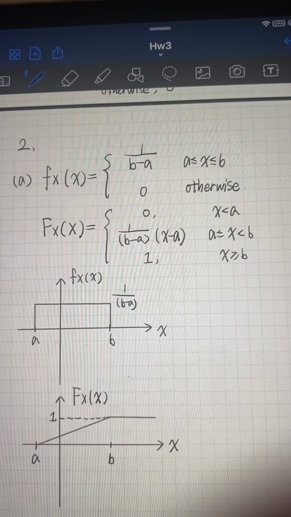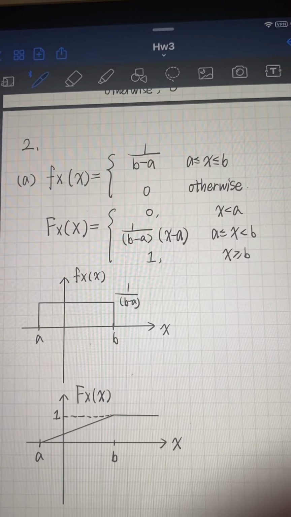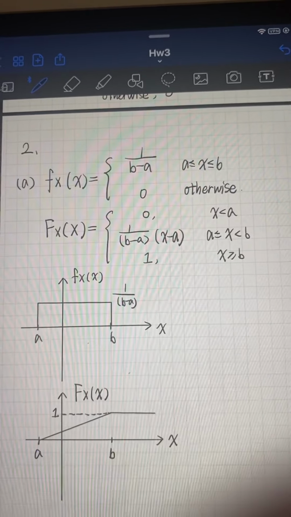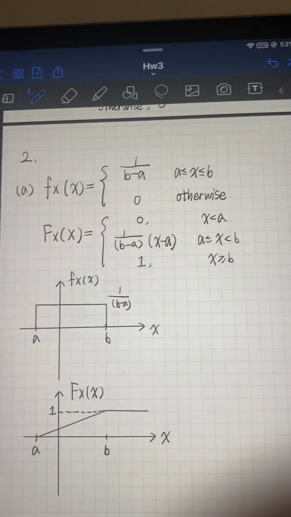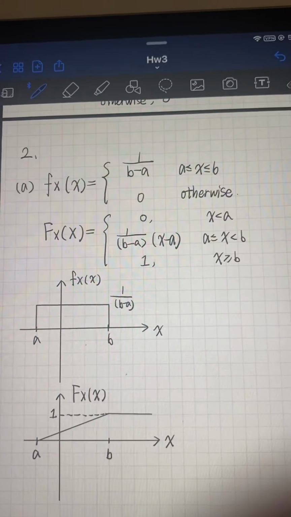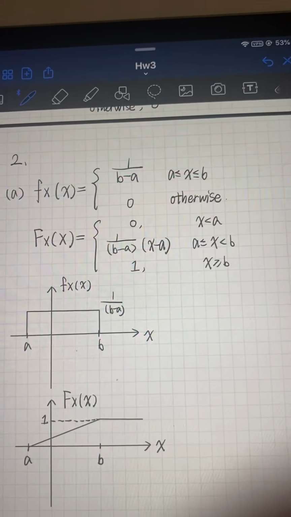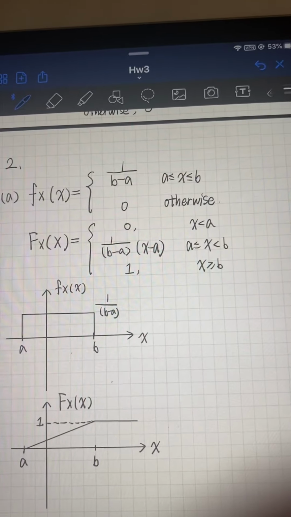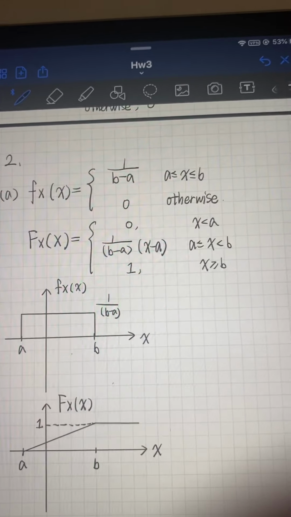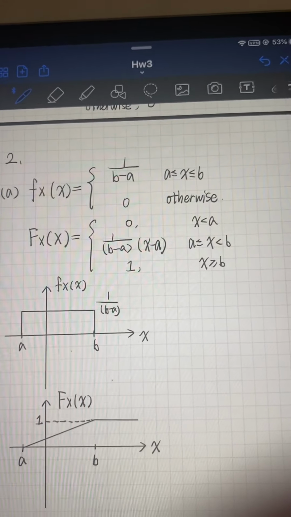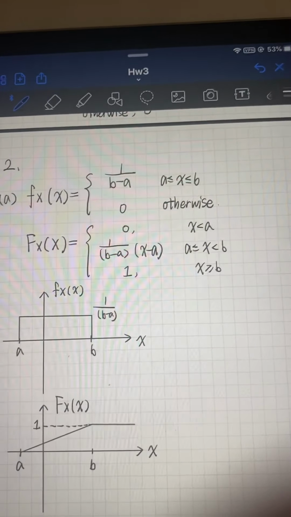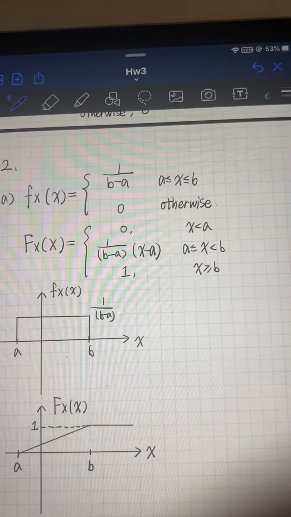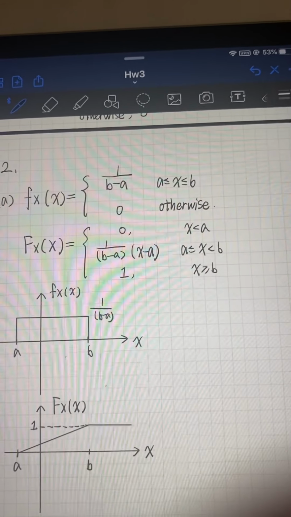For the first part, we already know that x is uniform in section [a, b]. So it's easy to get the formula of f_X itself: 1 divided by b minus a when x is from a to b. Otherwise, f_X itself equals 0.